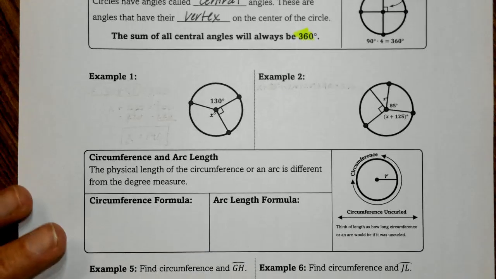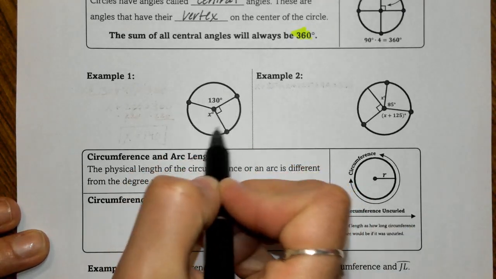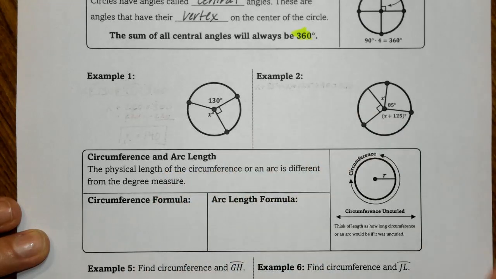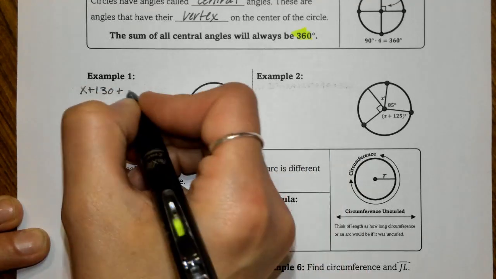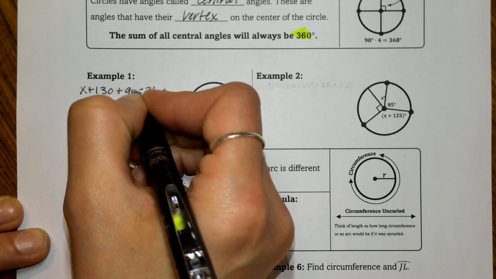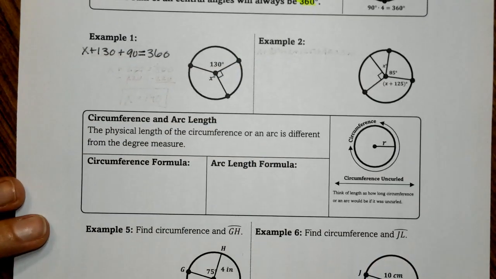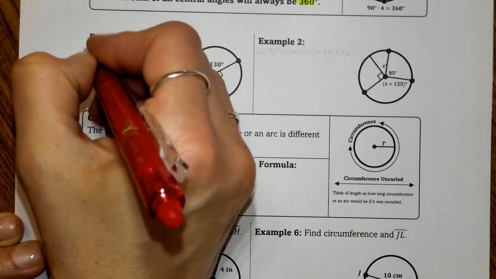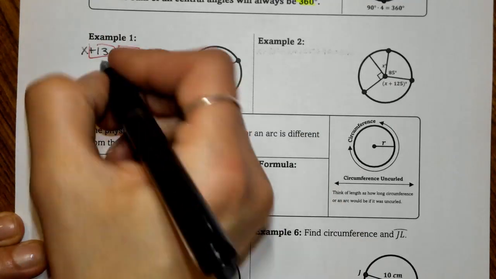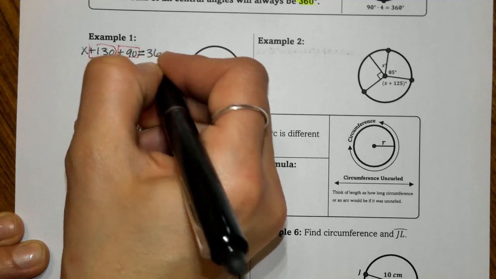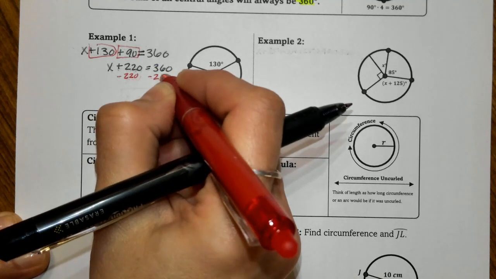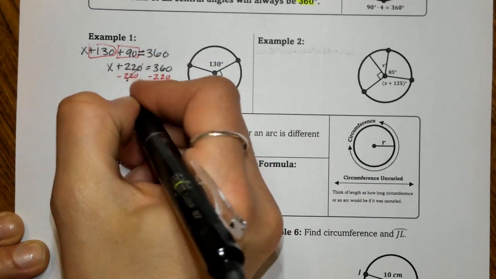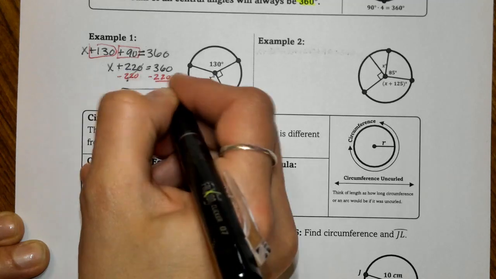So we're going to do two more problems here. We're going to take all these central angles and add them to equal 360 and solve for x. So we have x plus 130 plus 90. I'm just going to do this on the video since it's pretty basic. We combine the like terms and get x plus 220 equals 360. Then we subtract 220, and x is going to equal 140.